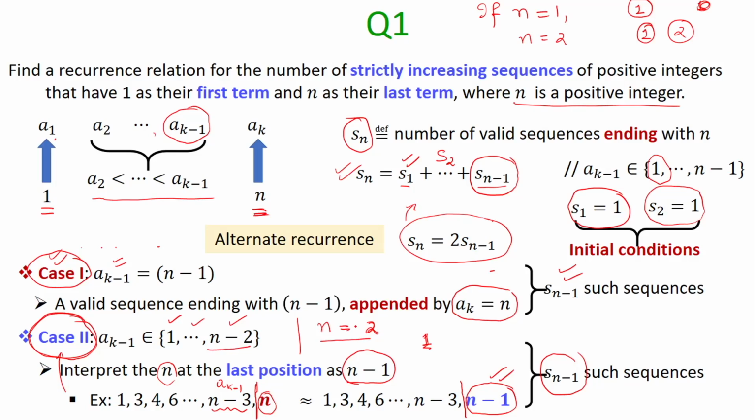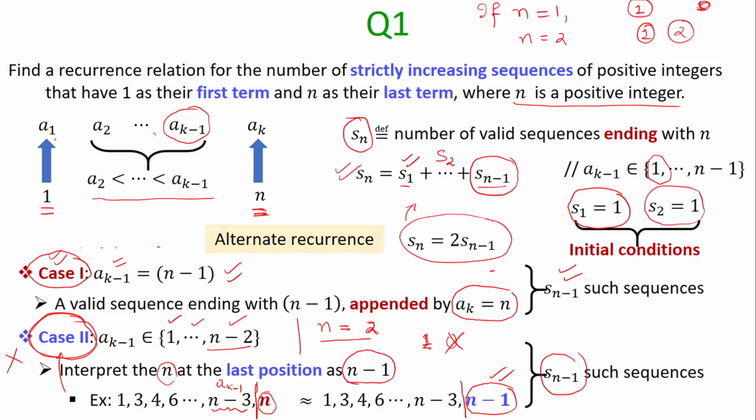In the sense, n minus 2 is 0, and hence you can't have a second last position occupied by something, say 0. That's not allowed, right? So that's why case 2 or category 2 is not going to occur for the case of n equal to 2. For n equal to 2, it's only case 1 which can occur, namely, your second last position can be occupied only with 1, and then you append it with 1. That's why you have only one valid sequence for the case of n equal to 2 as well.